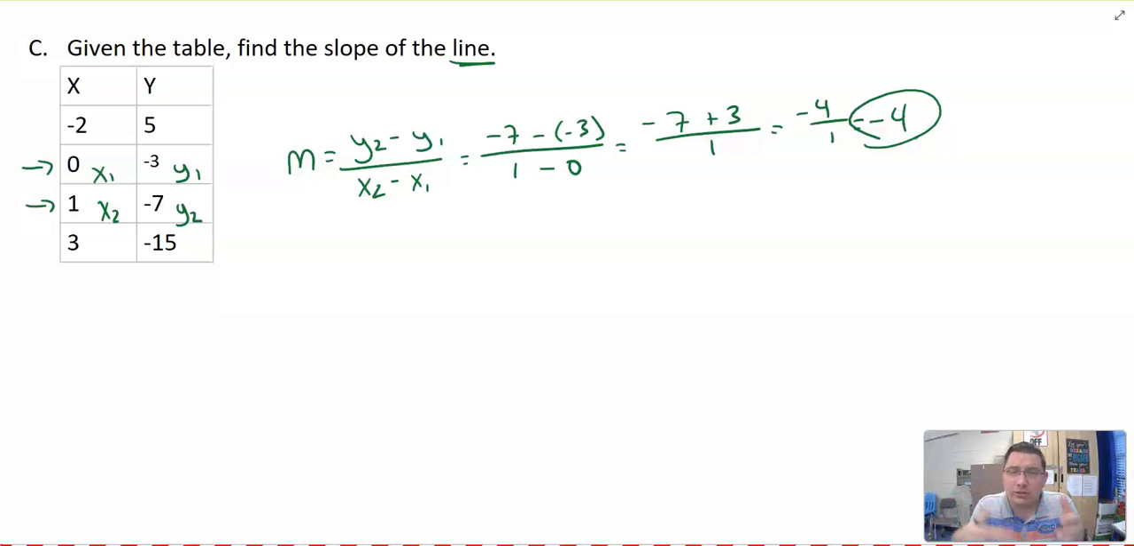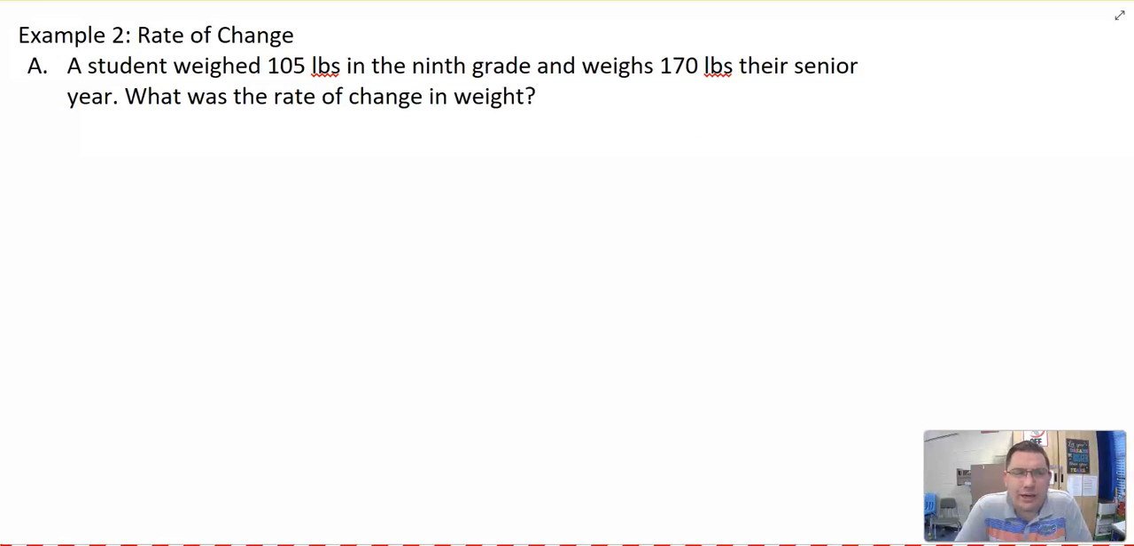So now that we've looked at slope on a graph, we're going to look at some rate of change problems and some word problems to see how this applies in real life. So in example 2a here, we see that a student weighed 105 pounds in the 9th grade and weighs 170 pounds their senior year. What was the rate of change in weight? Now, let me give you a little hint on how to figure out these units and which order they're going to go in.